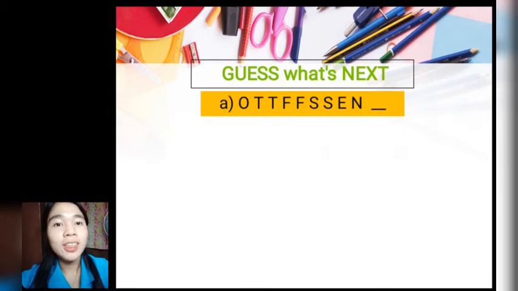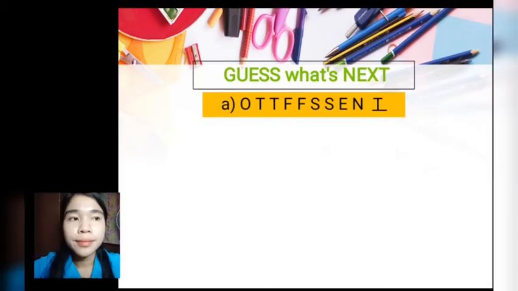Okay, so the pattern here: the O means 1, the T means 2, 3, 4, 5, 6, 7, 8, and 9. So what's the next term? Okay, so 10. So the letter next to N is letter T. Now let's proceed to the next.